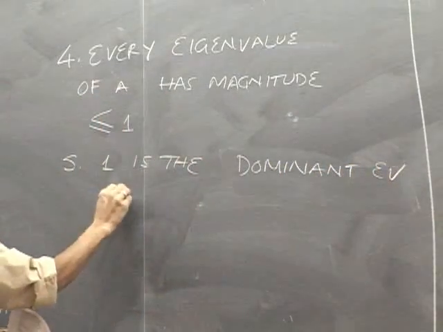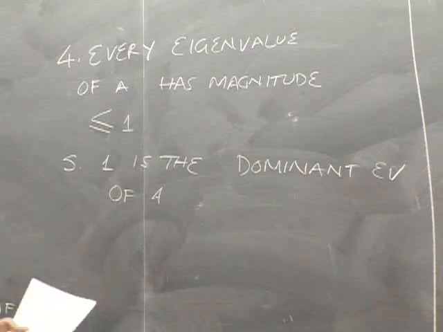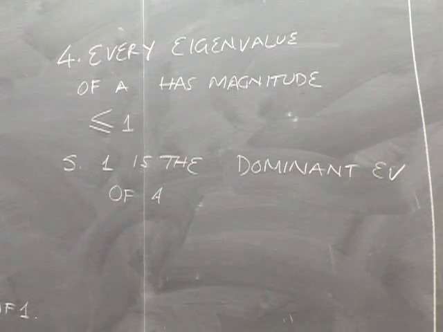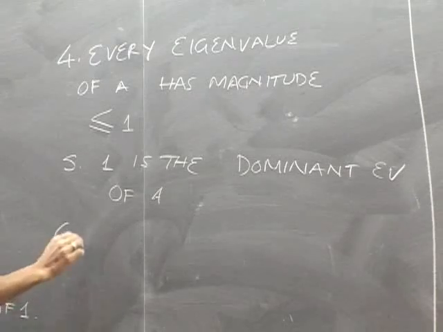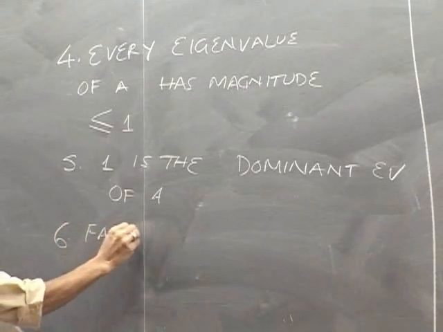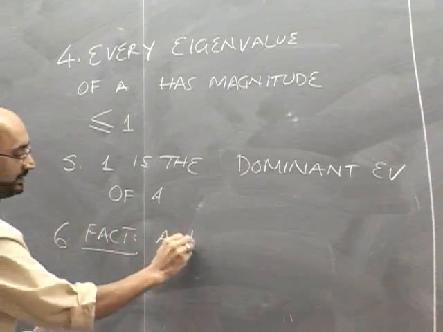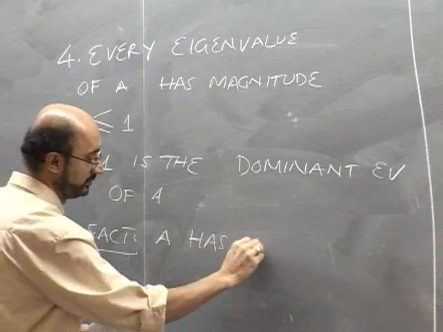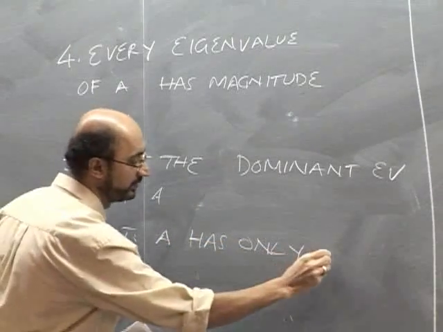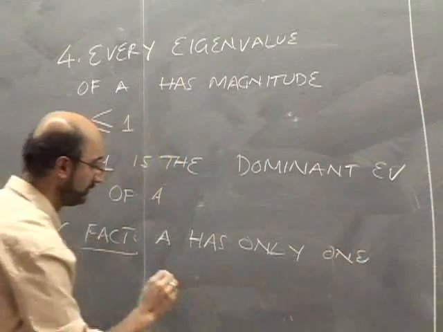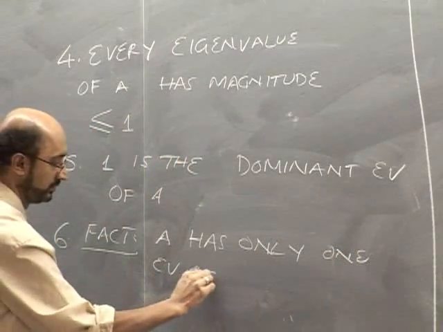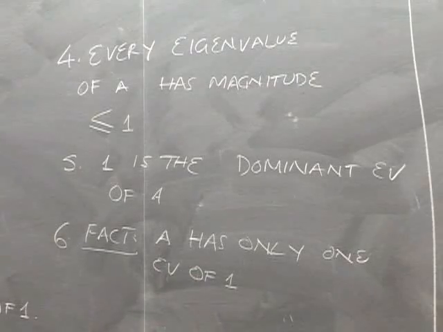Okay, of A. Why is it the dominant? Because everything else is smaller than that, and that's a definition, so there's nothing new there. And then, and I'm not going to prove this, there's a fact: A has only one eigenvalue of 1. Okay, I'm not going to prove it.